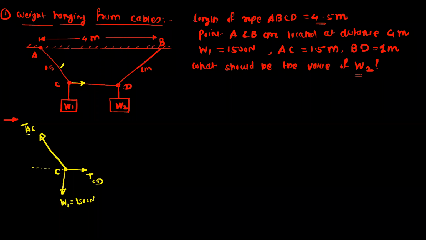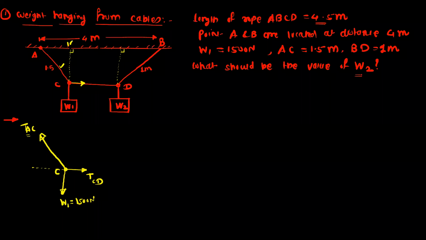That is the angle of tension AC with respect to the x-axis. This angle is not given in the problem, so we can make one construction. From point C, draw the perpendicular on the line AB. Similarly, from point D, draw the perpendicular on the line AB. From this, we will get two right angle triangles.